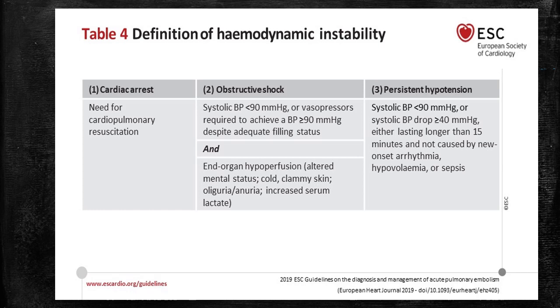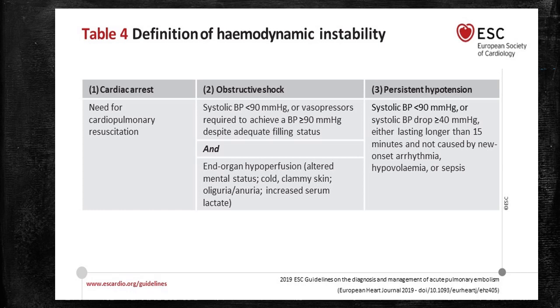We have to define obstructive shock in pulmonary embolism, because what is obstructive shock? One should know that obstructive shock is a form of shock in which there is internal or external compression of the heart, due to which there is less forward flow of blood from the right ventricle or the left ventricle, and so there is low cardiac output and hypotension occurs.